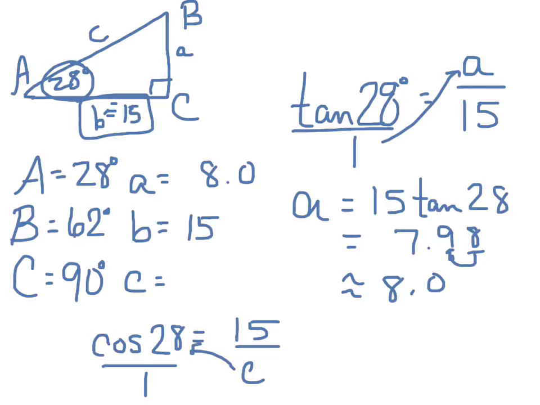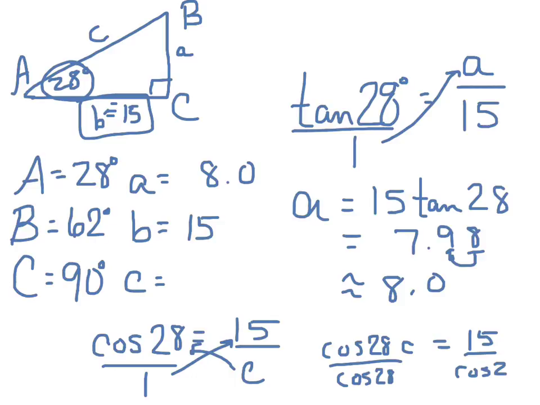What's c times the cosine of 28? Cosine of 28 c. And what's 1 times 15? 15. Now how do you find c? Divide by the cosine of 28. And now on your calculator, you're going to type in 15 divided by the cosine of 28. And how much did you get? About 17.